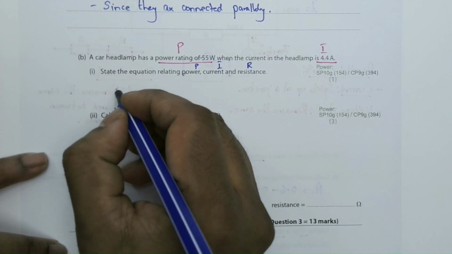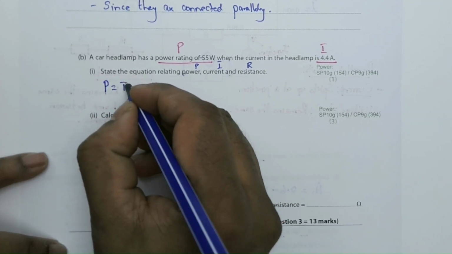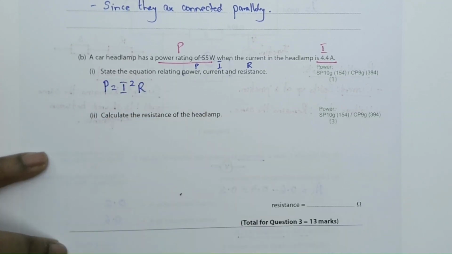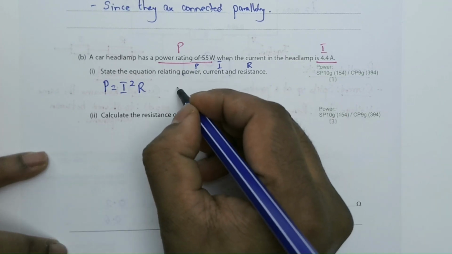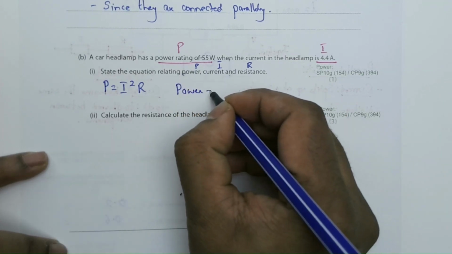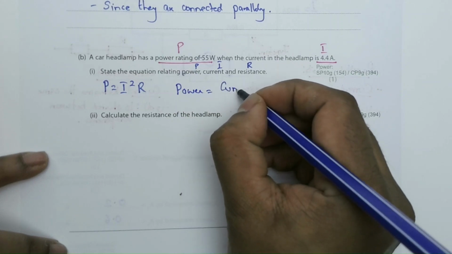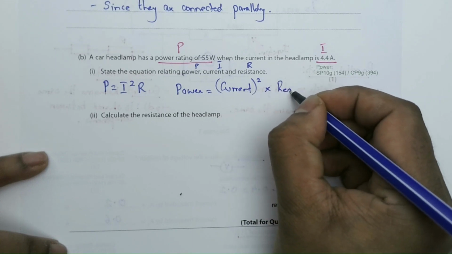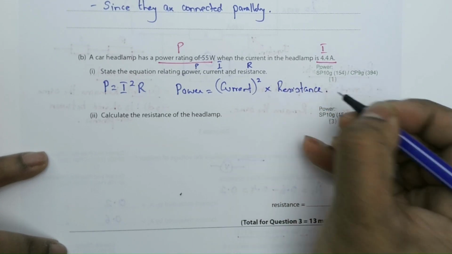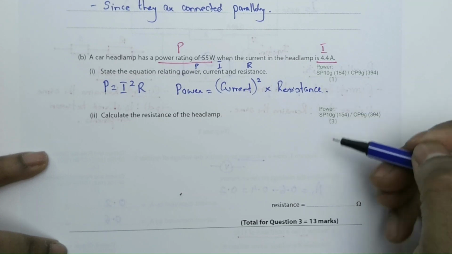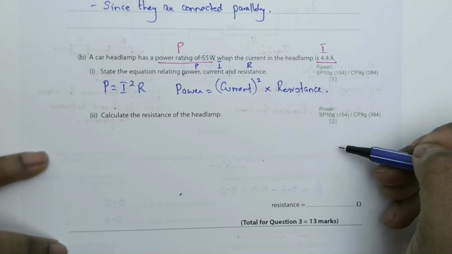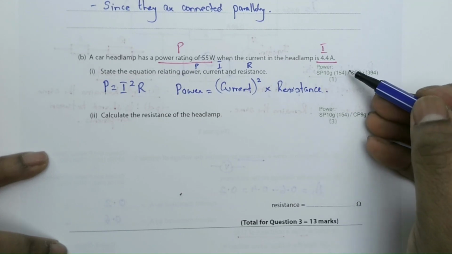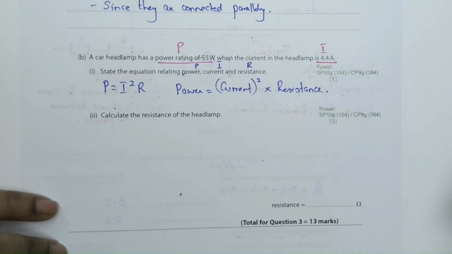So the equation that links all three is P equals I squared R, and the word equation is power equals current squared multiplied by the resistance. Now these two questions are linked together. If you got this wrong, you would lose the next marks as well. It's a clever way of splitting a 4-mark question rather than just simply getting you to work out the resistance here.